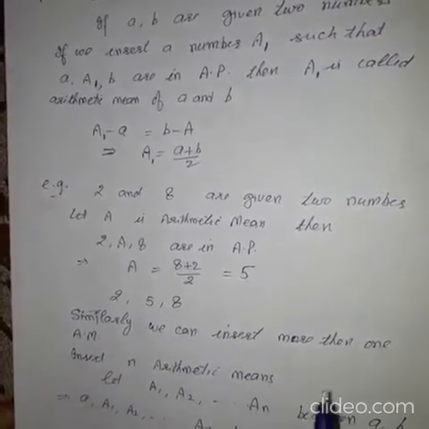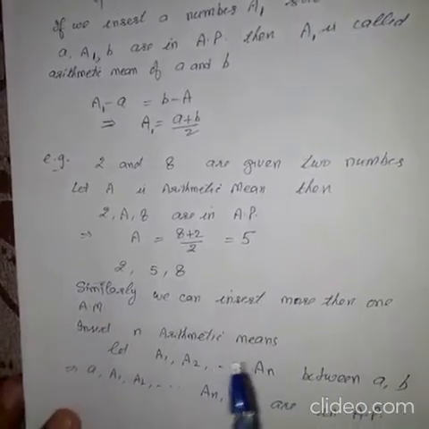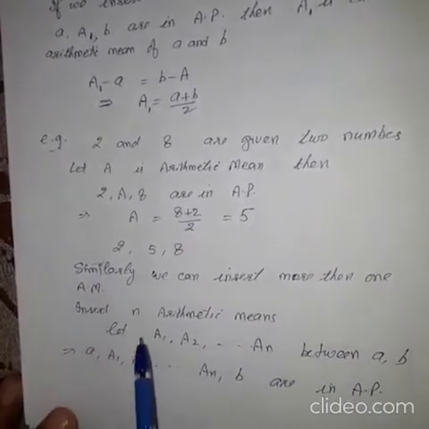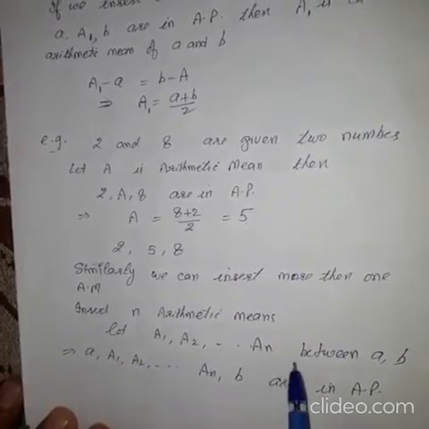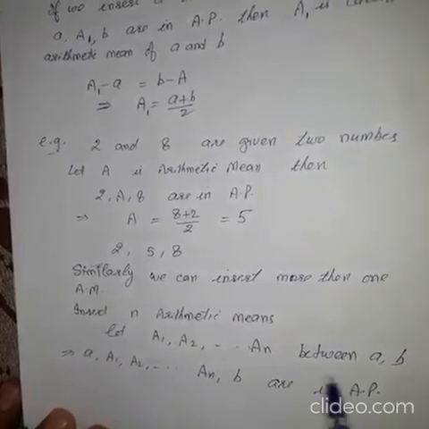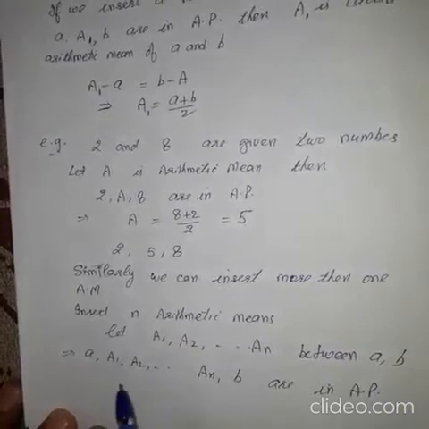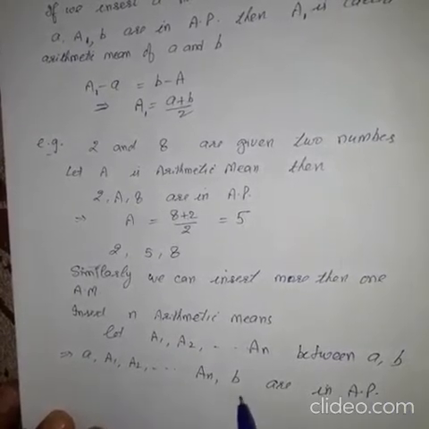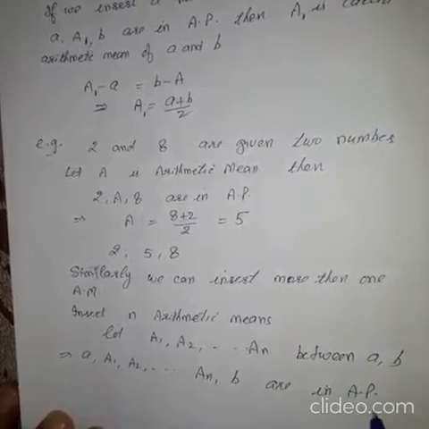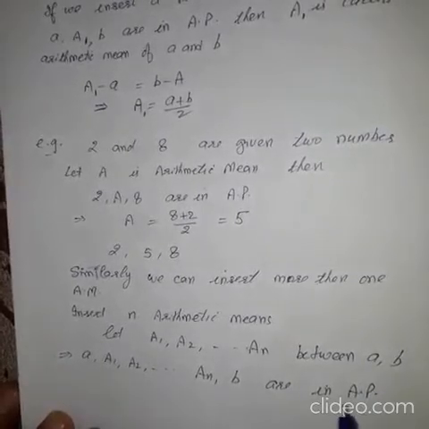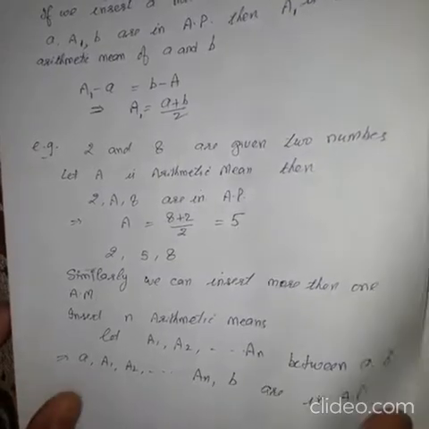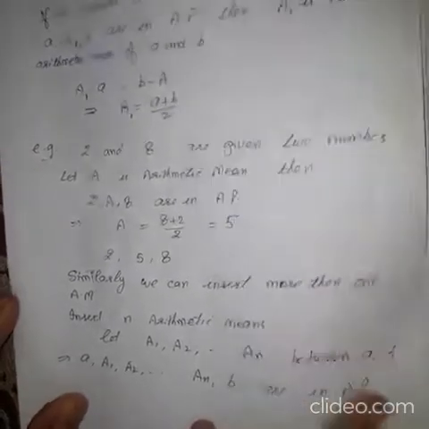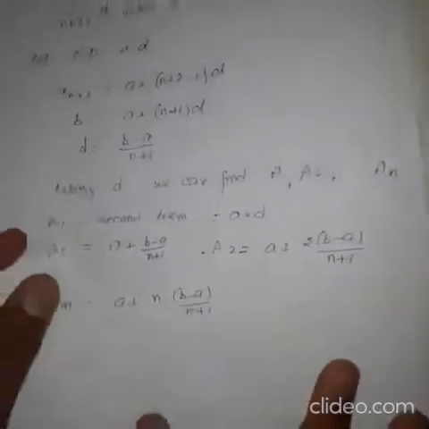Similarly, we can insert more than one arithmetic mean. Now if you insert n arithmetic means, let A1, A2 up to An be n arithmetic means between a and b, then a, A1, A2 up to An and b will be in AP. So this will be an AP now, and after finding the common difference we can find the values of A1, A2 and up to An.